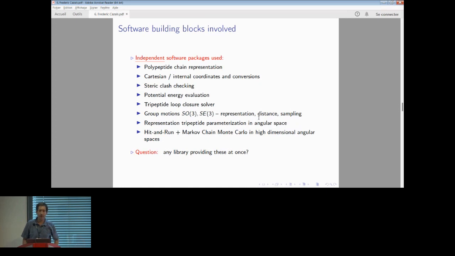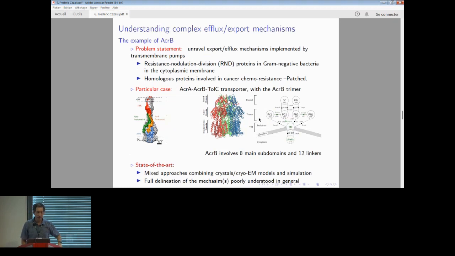And so as far as I know, there are not so many libraries around which make it possible to assemble them. So our library is possibly the only one. So the second problem I want to briefly mention is understanding efflux by membrane proteins.